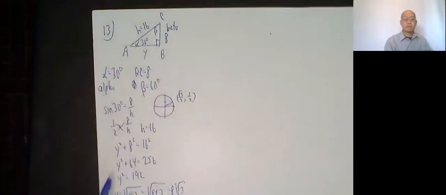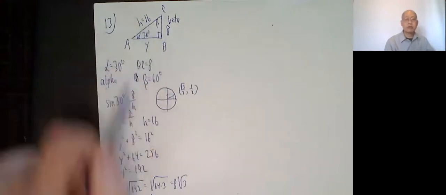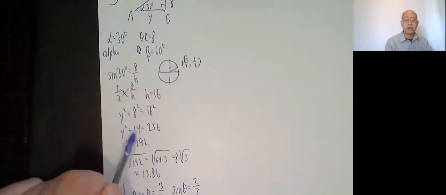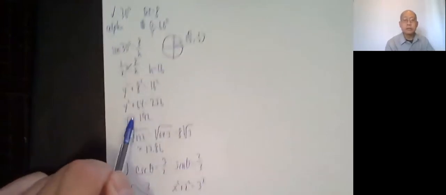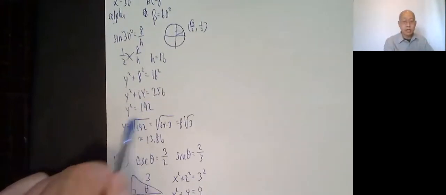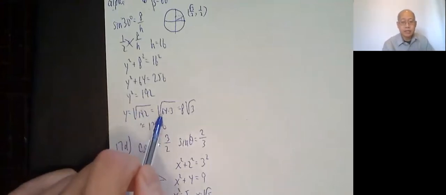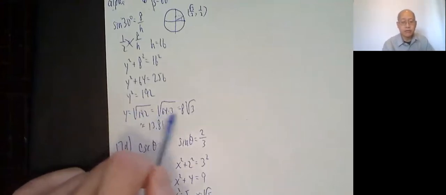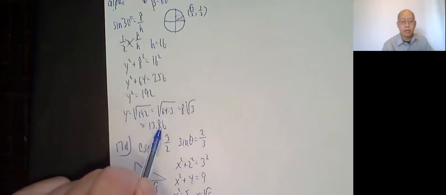Once I have 8 and 16, I can use the Pythagorean theorem to figure out the y. Right? So y squared plus 8 squared is equal to 16 squared, the hypotenuse. 8 squared is 64. 16 squared is 256. Subtract 64. Y squared is 192. Take the square root. Square root of 192. That's 64 times 3. Square root of 64 is 8. So 8 radical 3. Punch it in your calculator, 13.86.